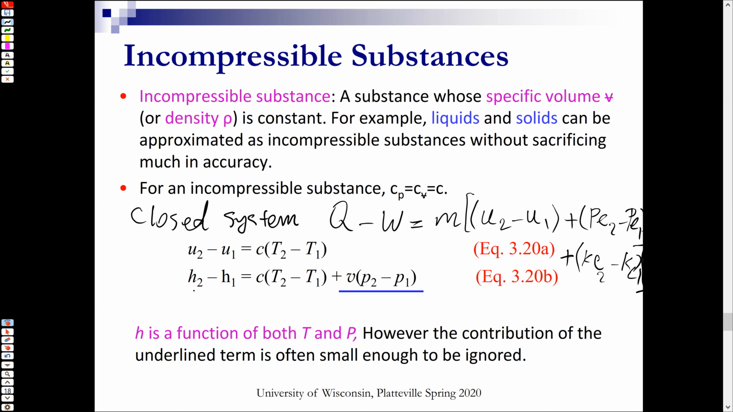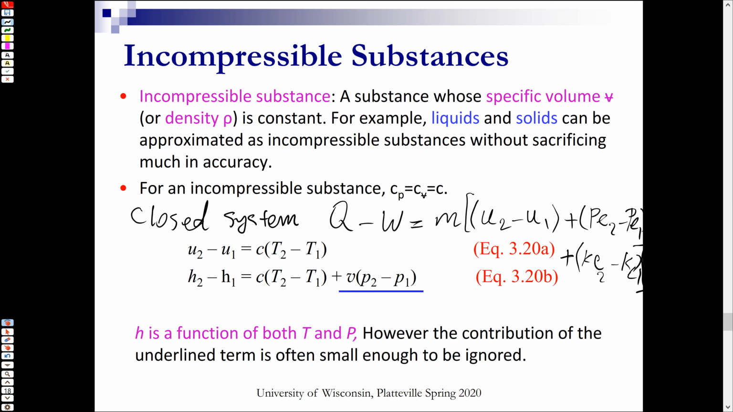Likewise, for open systems, we discuss the change in the enthalpy. And the change in the enthalpy equals C delta T plus V times P2 minus P1. Again, keep in mind that although H is a function of both temperature and pressure, in most cases the pressure term that I have underlined here, V times delta P, is negligible compared to the first term, except for the case of pumps.